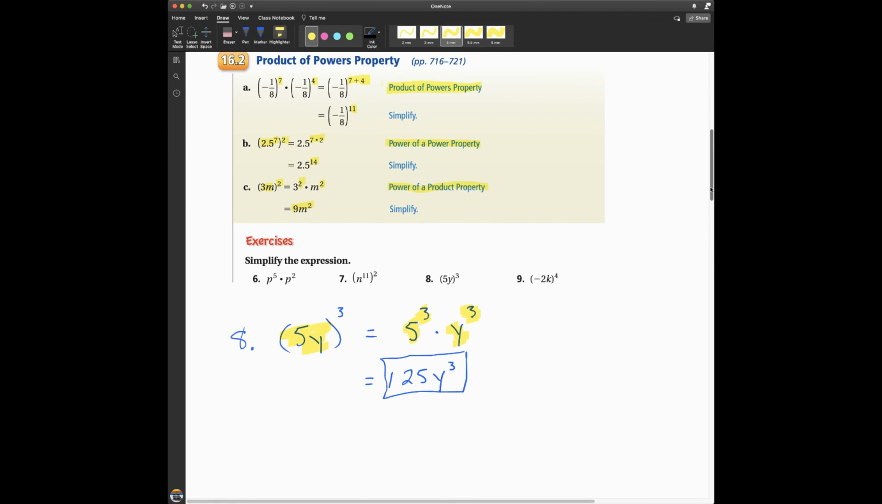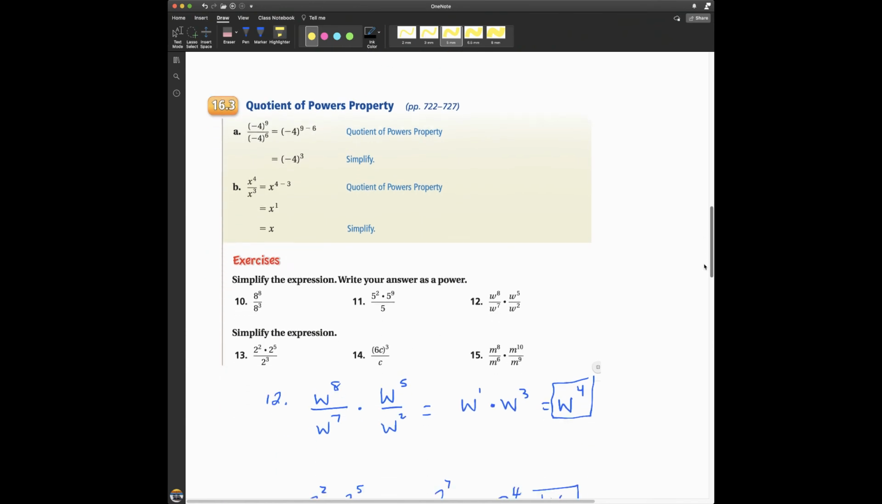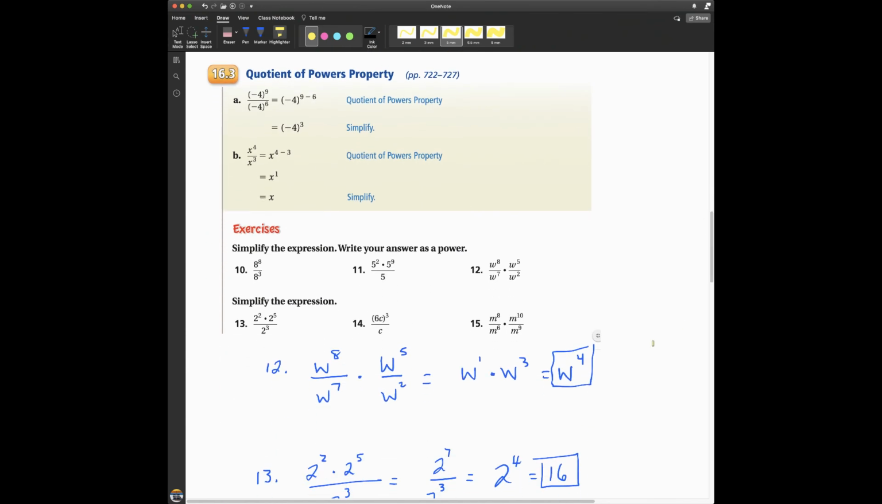All right, hopefully you got the answers to those. We're going to move on and look at the quotient of powers property. I'm surprised that I can actually say that, but I did.